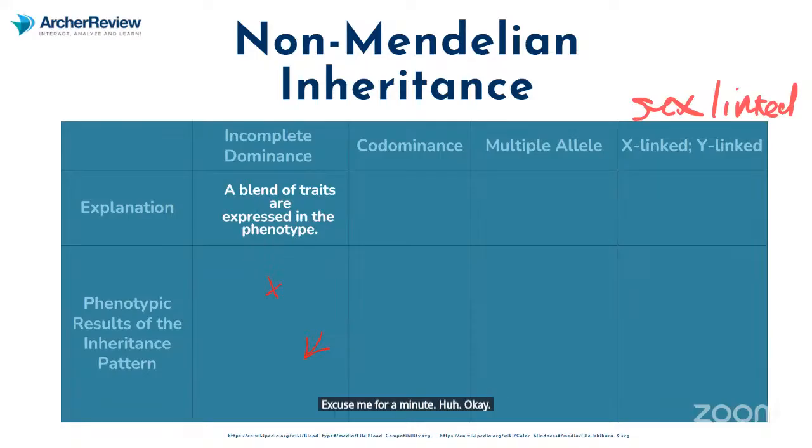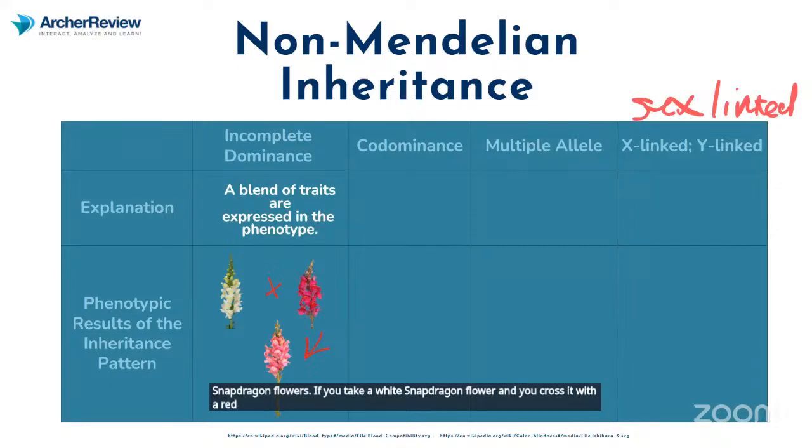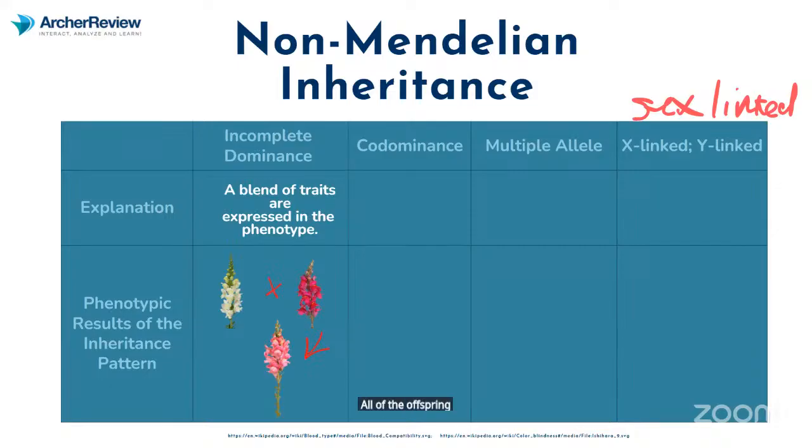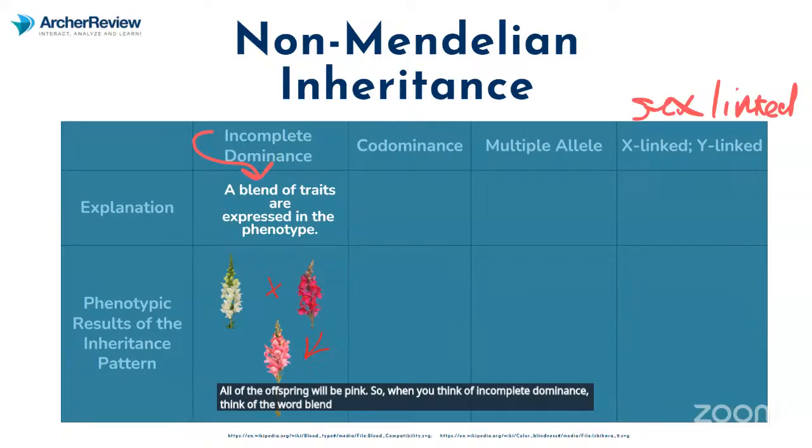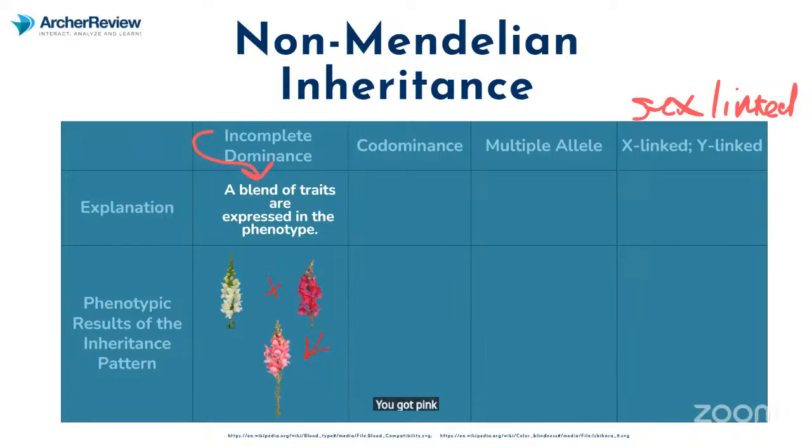Okay, so incomplete dominance. Incomplete dominance is a type of inheritance where the traits are blended. So, for example, snapdragon flowers. If you take a white snapdragon flower and you cross it with a red snapdragon flower, all of the offspring will be pink. So when you think of incomplete dominance, think of the word blend. Like when you were in elementary school, if you mixed white and red paint, you got pink. Incomplete blend.